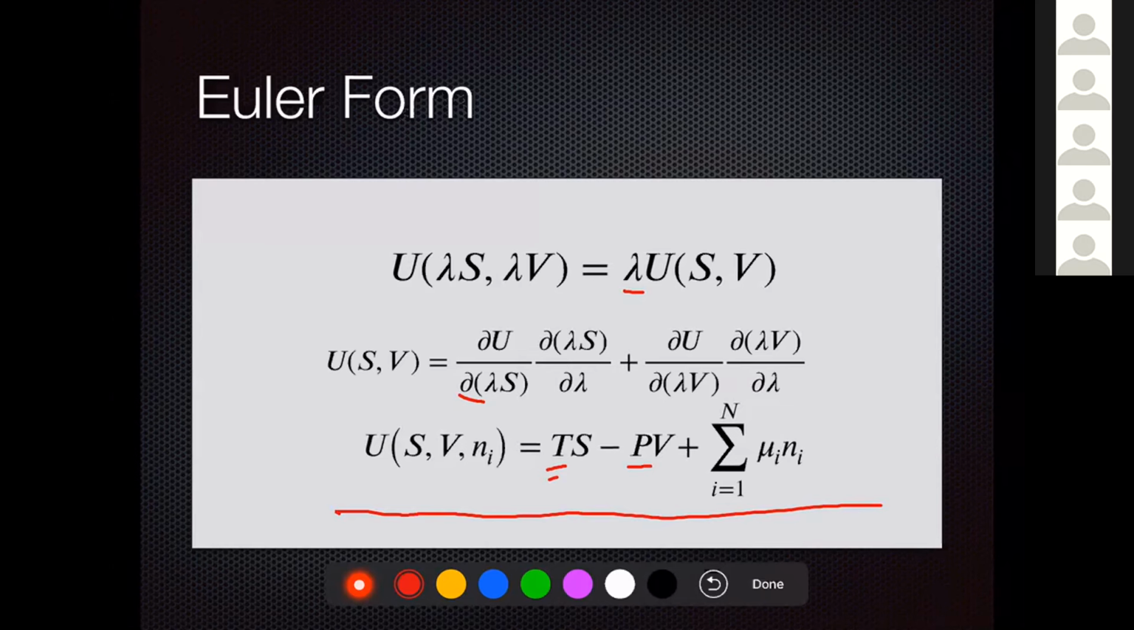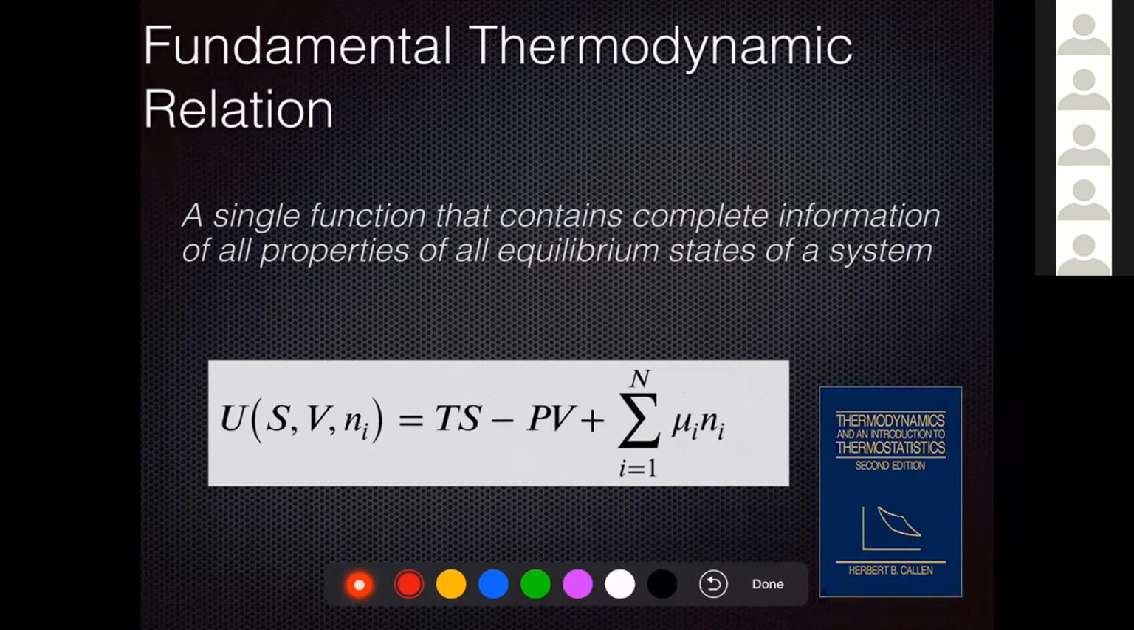And that form allows you to say that this is a fundamental thermodynamic relation. And so the internal energy as a function of entropy, volume, and the number of species is a function that contains complete information of all the properties of all equilibrium states of a system that you decide to use. So that's really important. Compared to, say, MELTS or other codes, one crucial difference is that our code is formulated in terms of fundamental thermodynamic relations and not the differential form of the first law of thermodynamics.